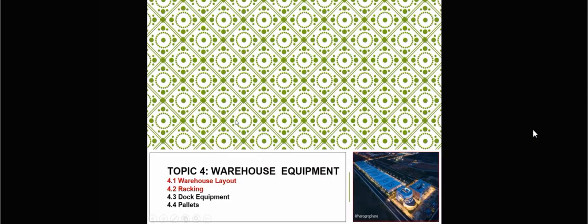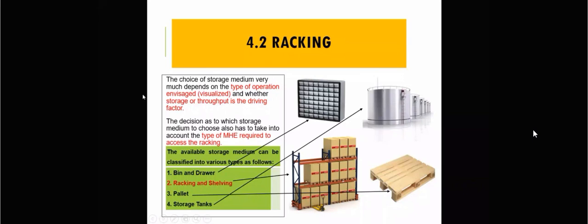Okay, now we are going to move to racking. The choice of storage medium very much depends on the type of operation envisaged, yang kita dapat bayangkanlah, visualize, and whether storage or throughput is the driving factor. The decision as to which storage medium to choose also has to take into account the type of material handling equipment required to access the racking. So the available storage medium can be classified into various types as follows.